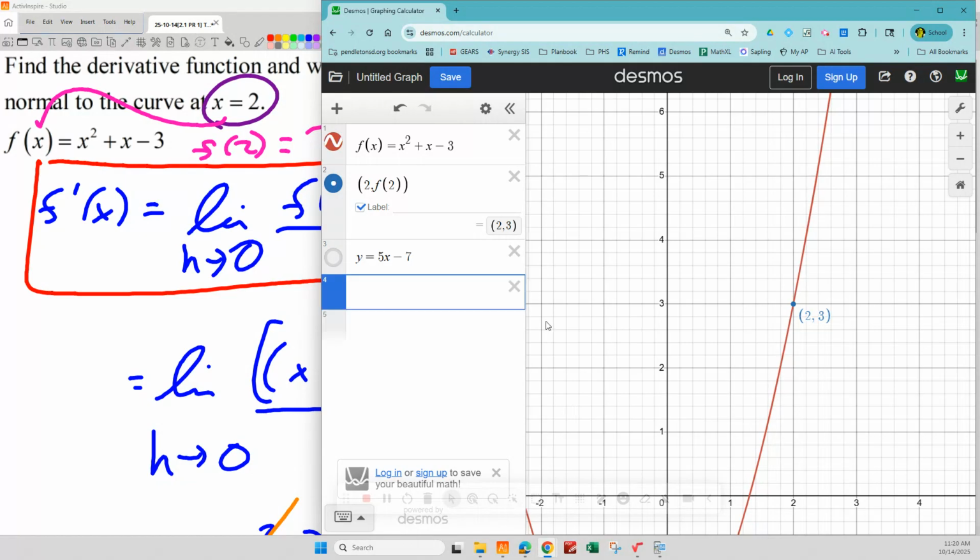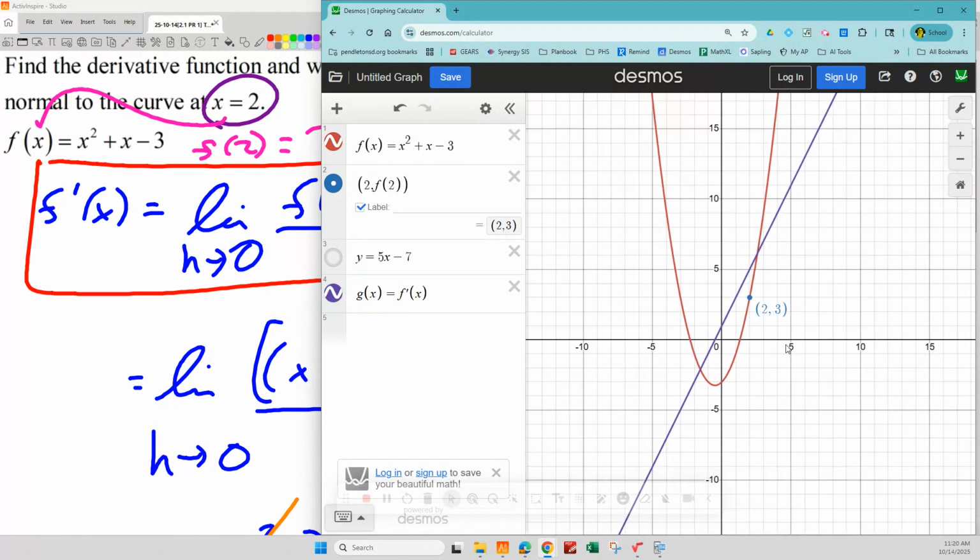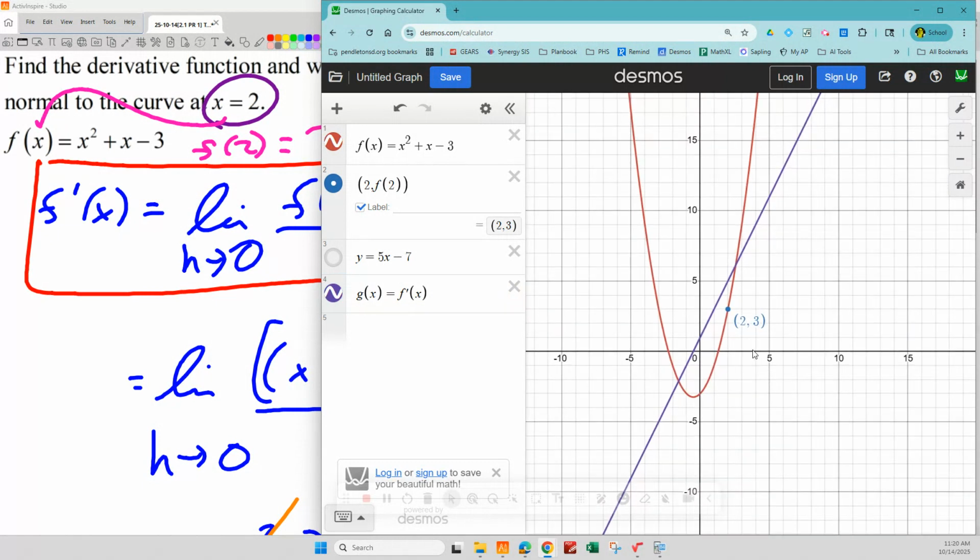Look what I can do in Desmos here. I could do something like, I can say g of x equals, how cool is this? F prime of x. And that gives me the graph of the derivative function. Okay? Well, first of all, does that make sense that that purple graph is the graph of the derivative?